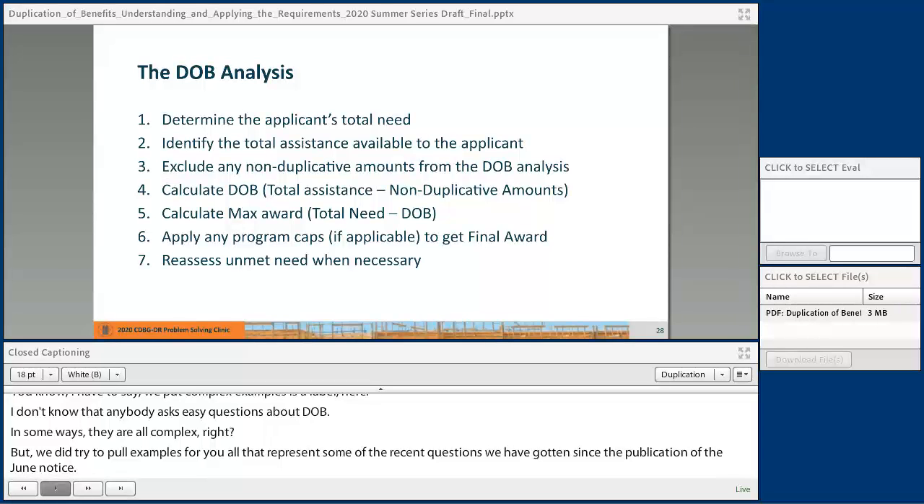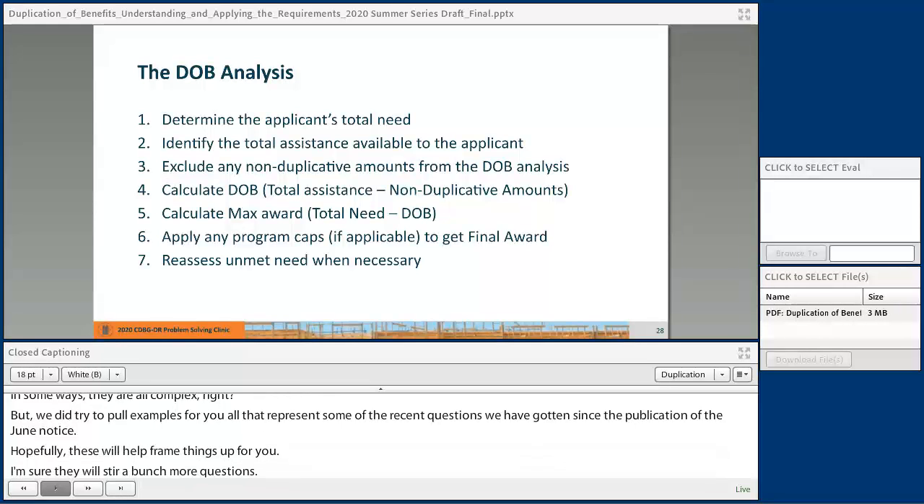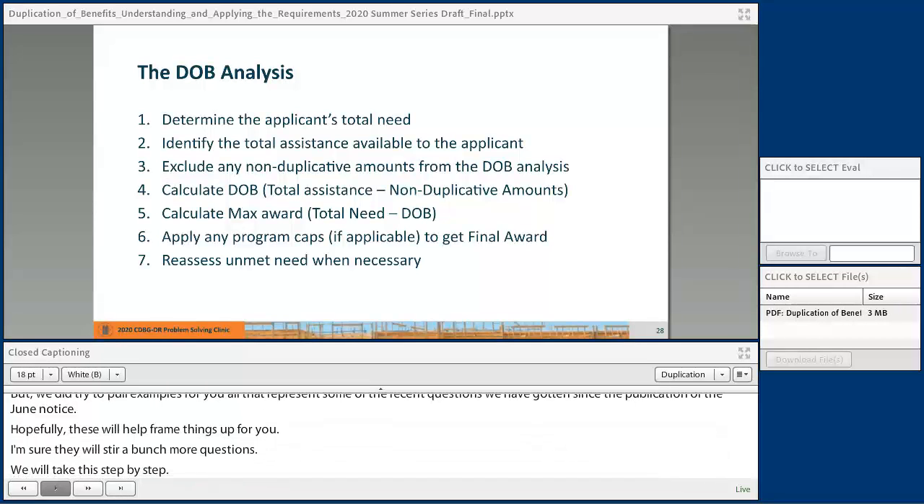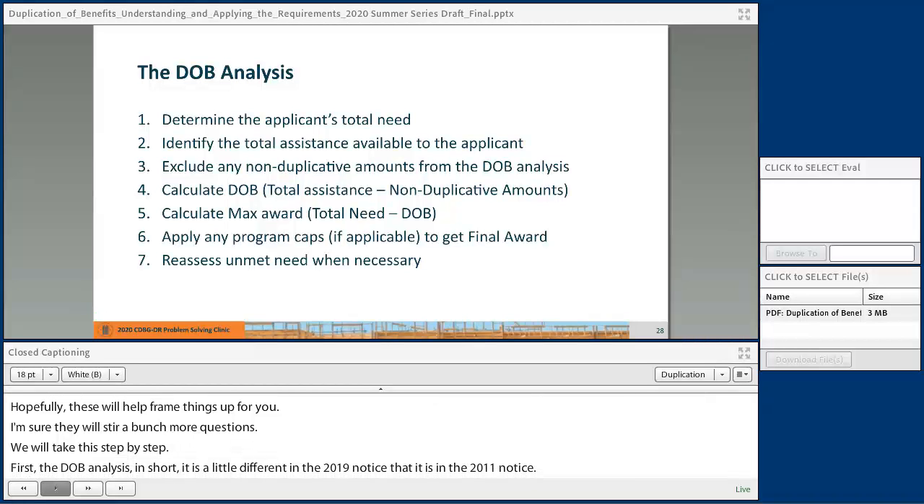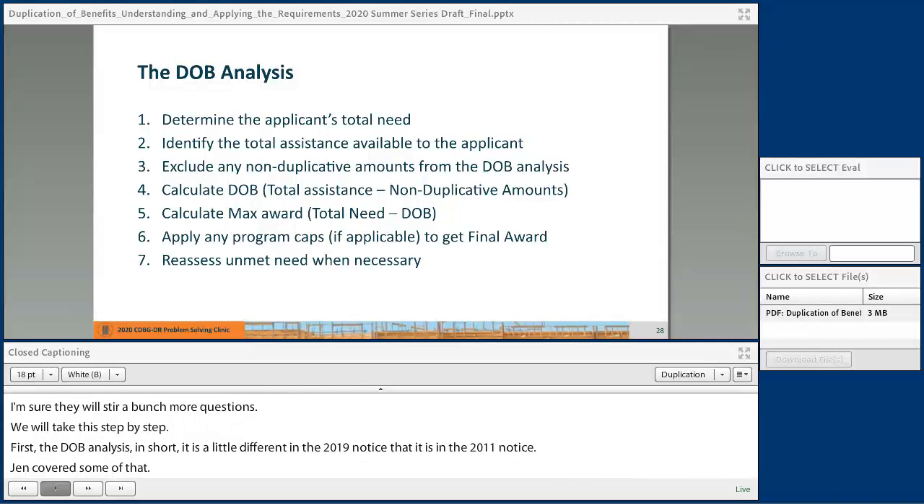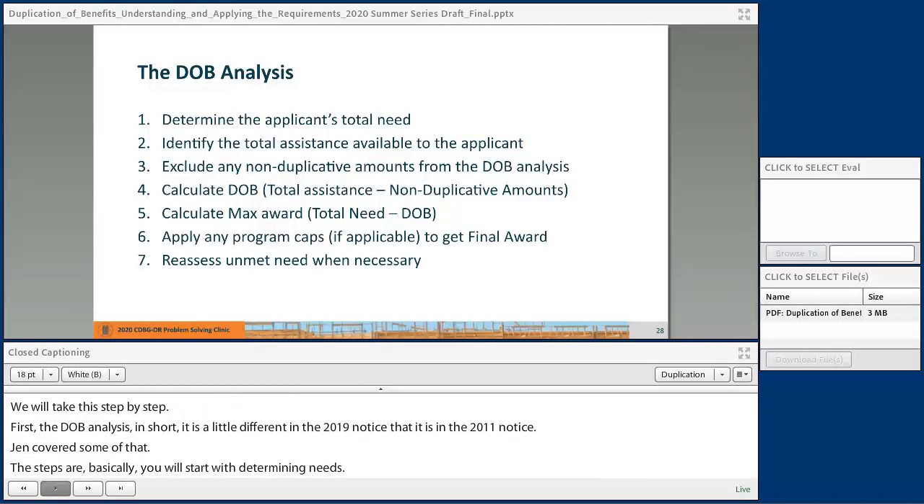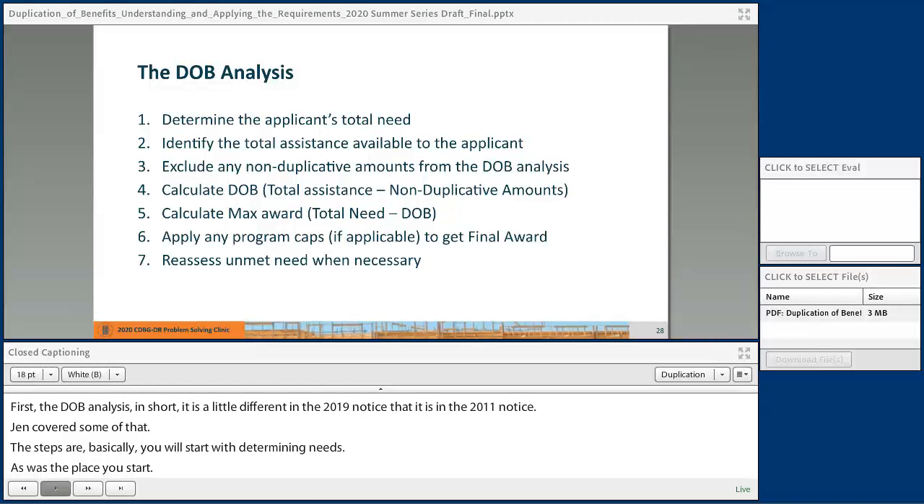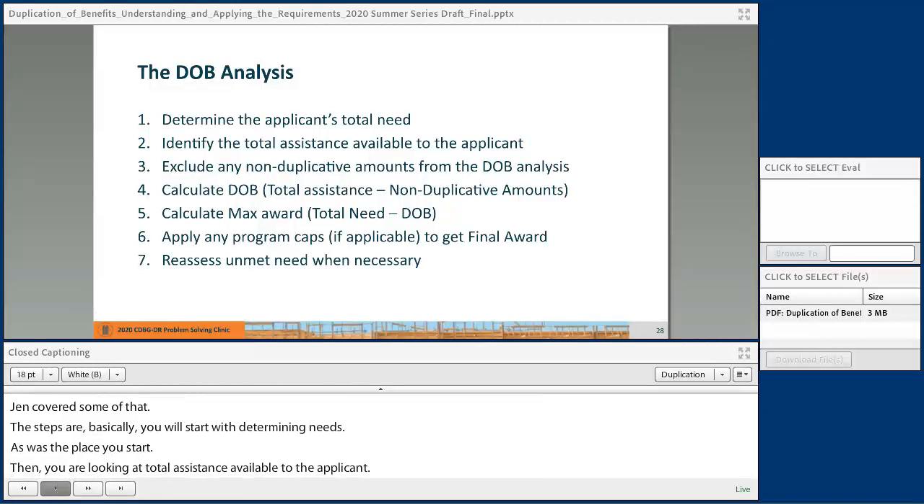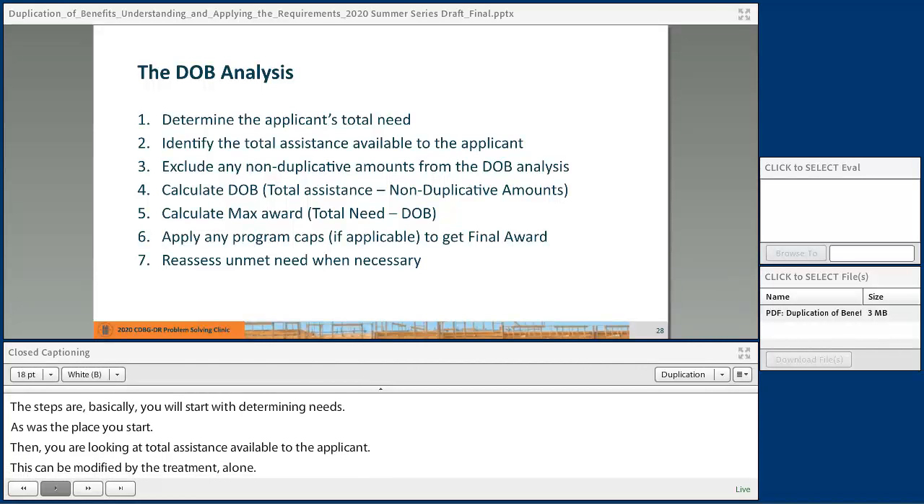So first, just the DOB analysis in short. It's a little bit different in the 2019 notice than it is in the 2011 notice, and Jen covered some of that. But the steps are basically, you're going to start with determining needs. That's always the place you start. And then you're looking at total assistance available to the applicant. And this can be modified by the treatment of loans. As Jen mentioned, if the DRRA exception applies, or if the declined or canceled loan provision is in play, and you're treating loans a little bit differently, they're no longer included in total assistance. So number 2 can vary depending on your treatment of loans.